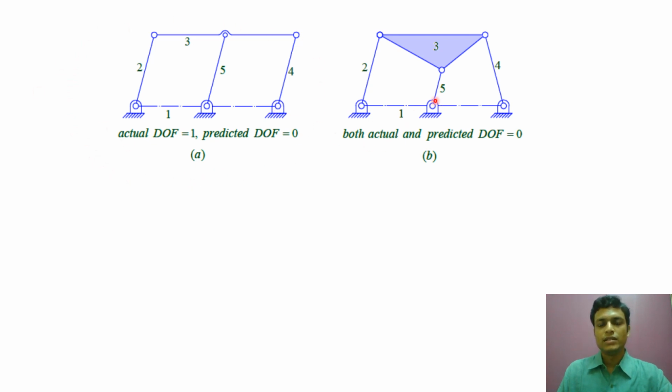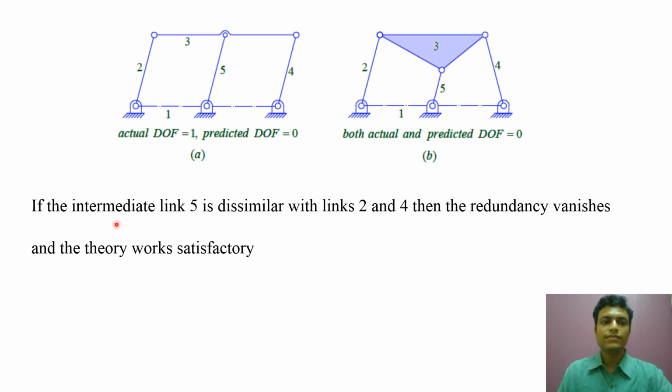But if the lengths of link 4 and 5 are not the same, then the redundancy vanishes and the formula works perfectly. For this mechanism, which is actually a structure, both actual and predicted degrees of freedom are 0. So if the intermediate link, that is link number 5, is dissimilar to links 2 and 4, then the redundancy vanishes and the theory works satisfactorily.